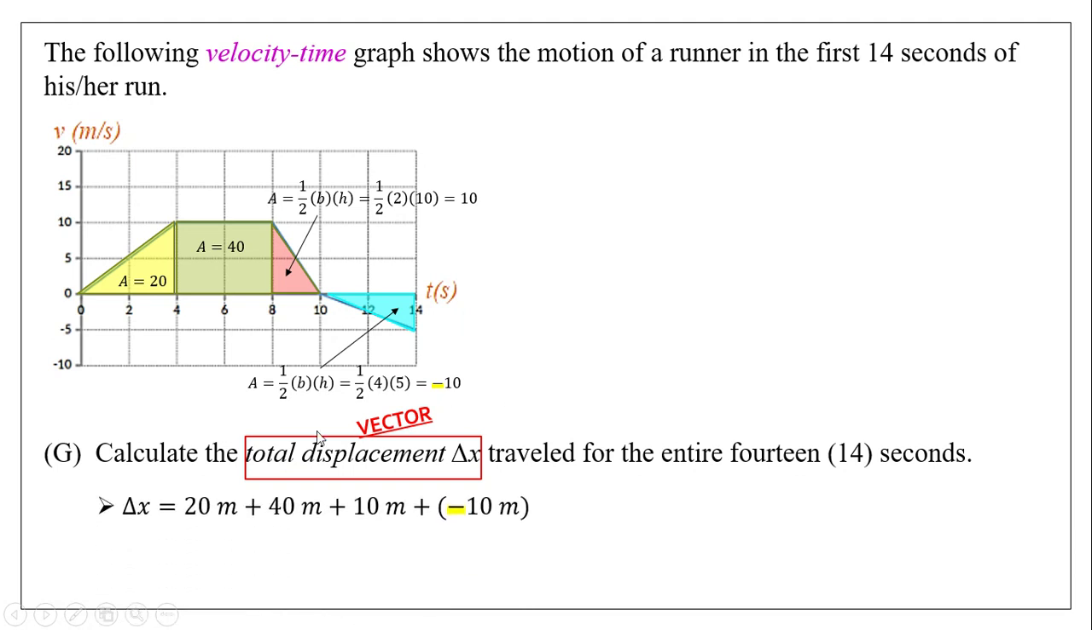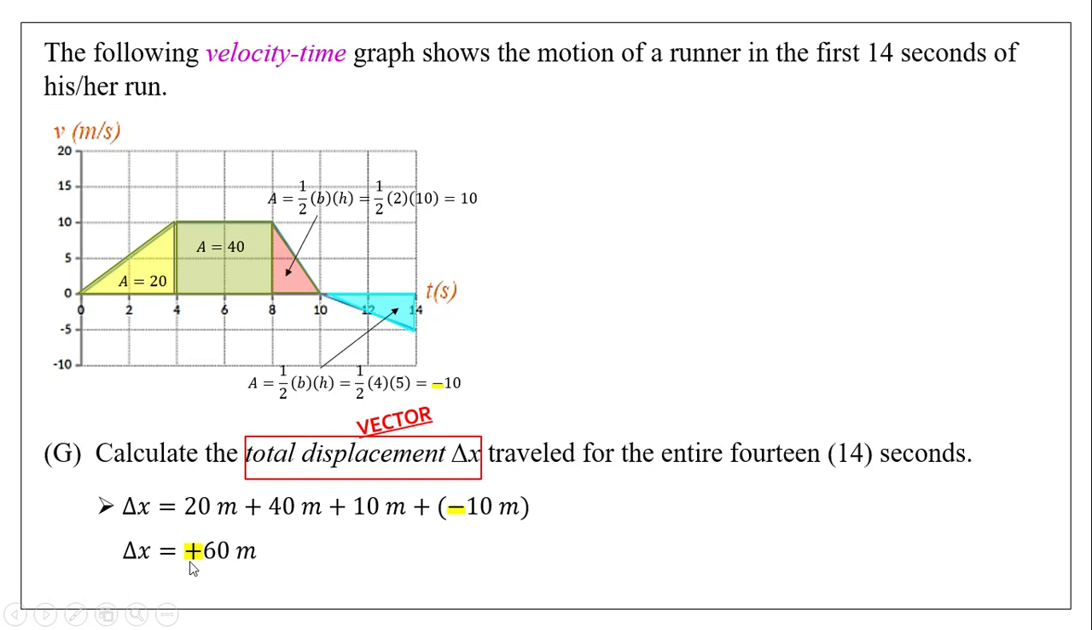So to find the total displacement, I would simply add up all these areas, except now I have to include the direction. This area in yellow is above, so it's a positive 20. This area is above, so that's positive 40. This area is above, so it's positive 10. This area is below, so this is negative 10. So I need to include the negative sign for vector stuff. So if we add all this up, 20 plus 40 is 60, plus 10 is 70, but 10 plus negative 10 is just 60.